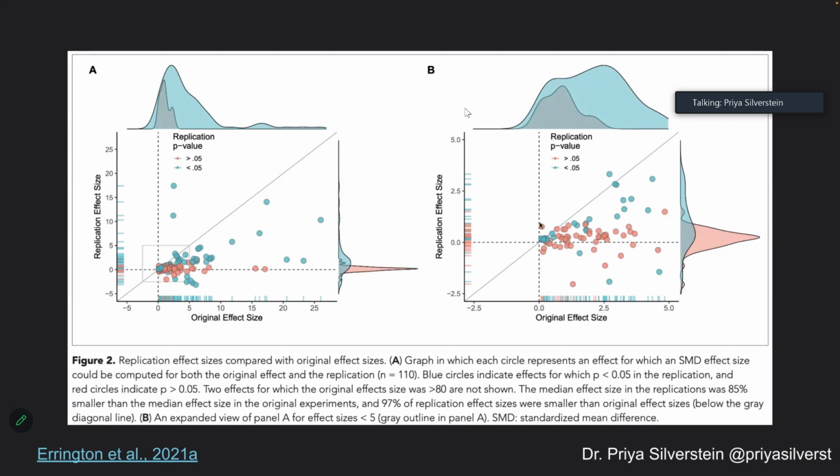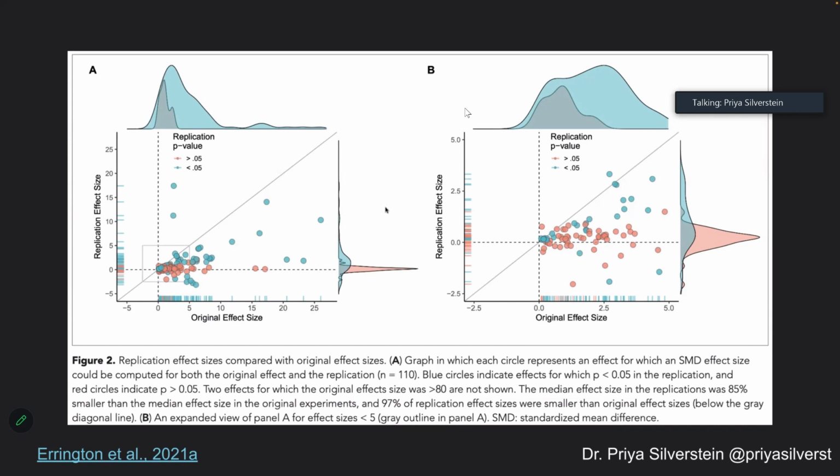So the first kind of, oh, and these, the left and right are the same. It's just that the right is a zoomed in version. So the right is what's contained within this rectangle, just zoomed in so that you can see it a bit better. So the first thing that we notice is that there are a lot of pink dots.